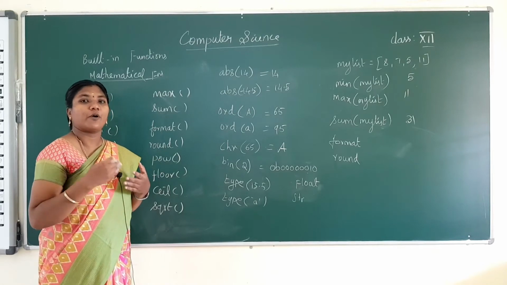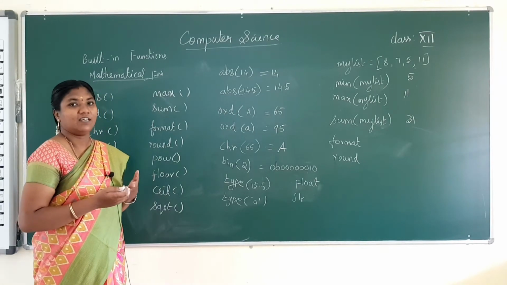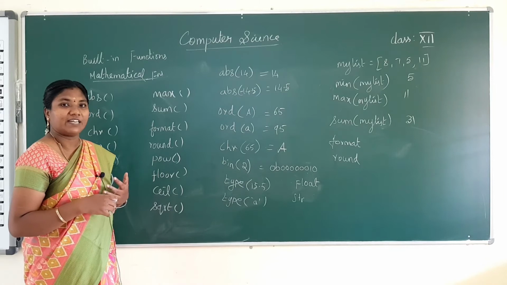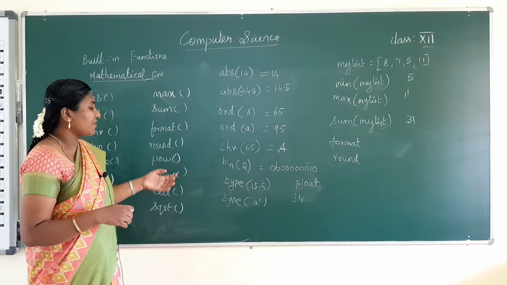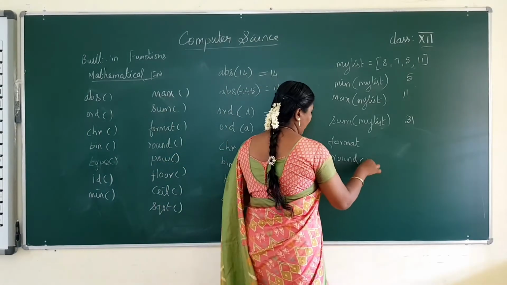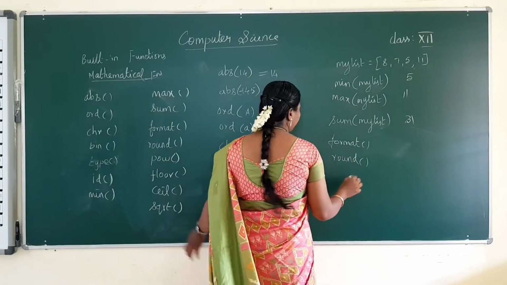So, if it is 15.5, it will give us 16. If it is 15.2, it will give 15. So, that is the use of the round function. And next we are going to see the power function.